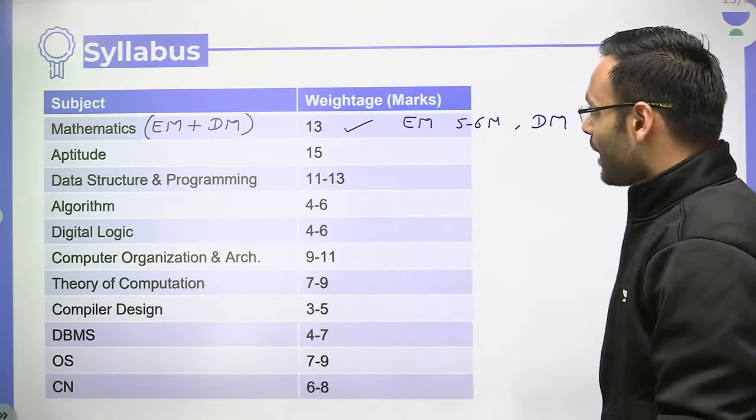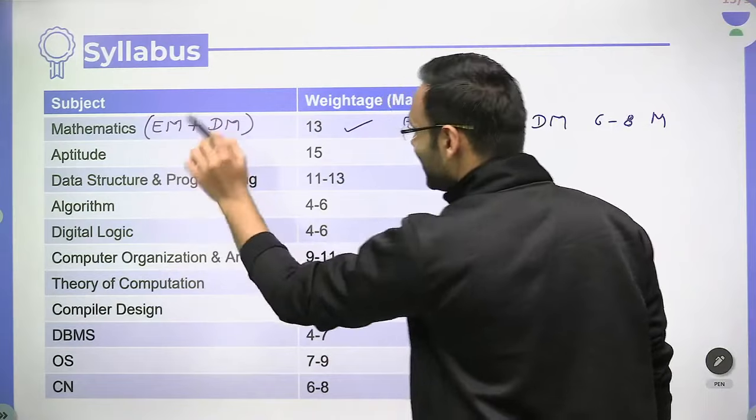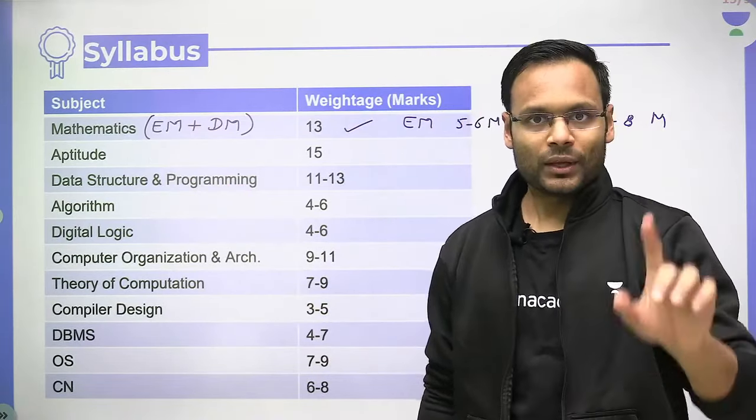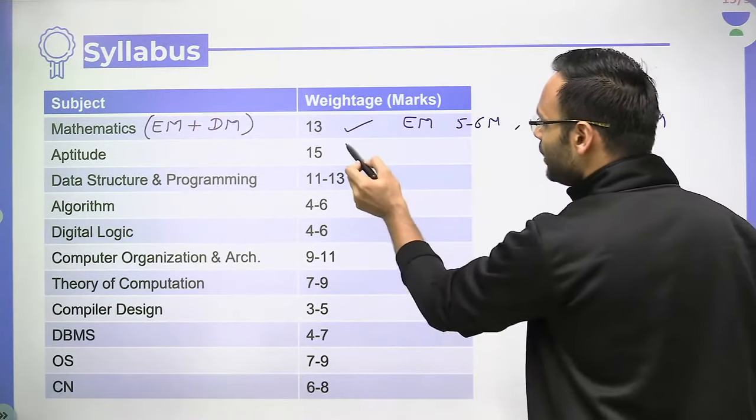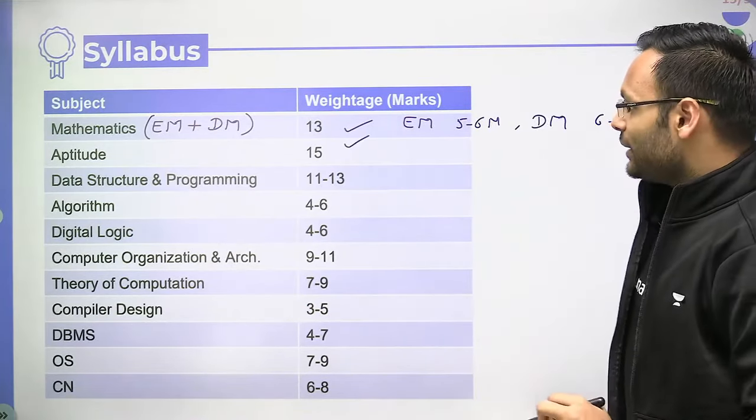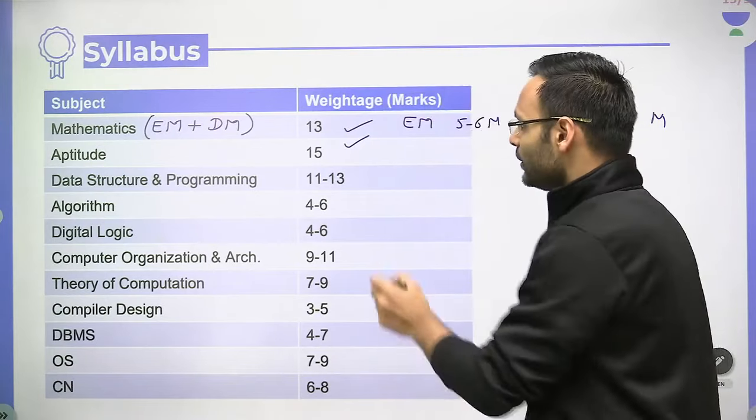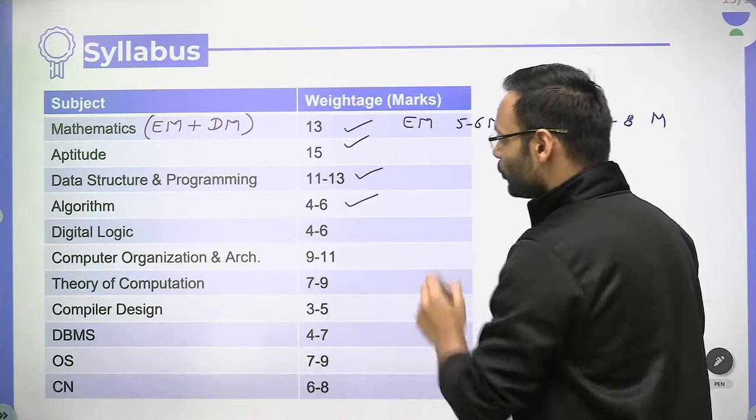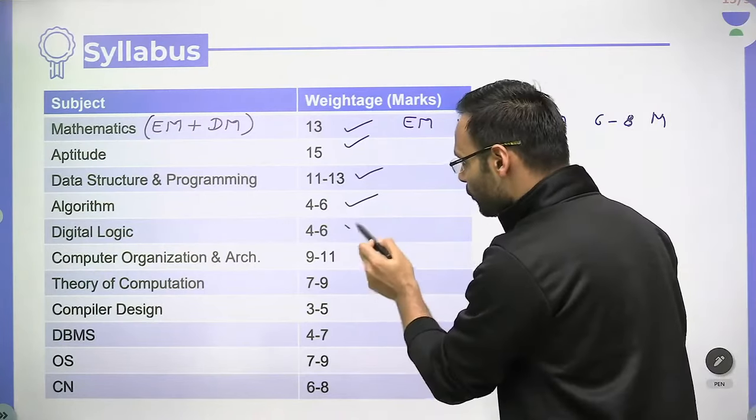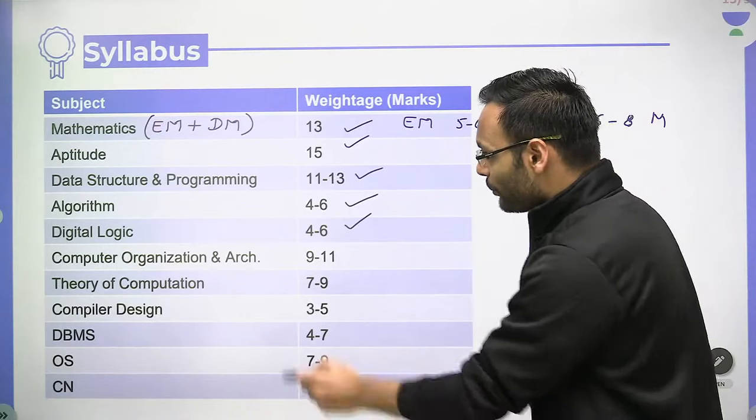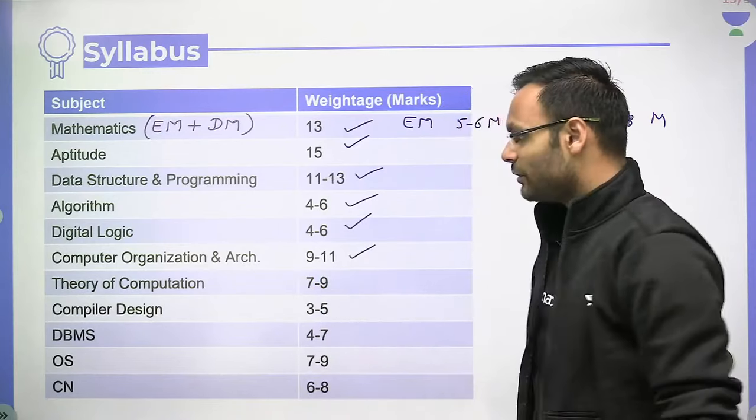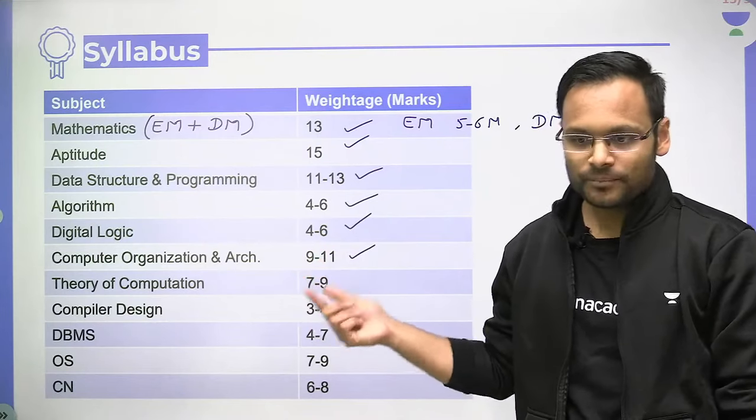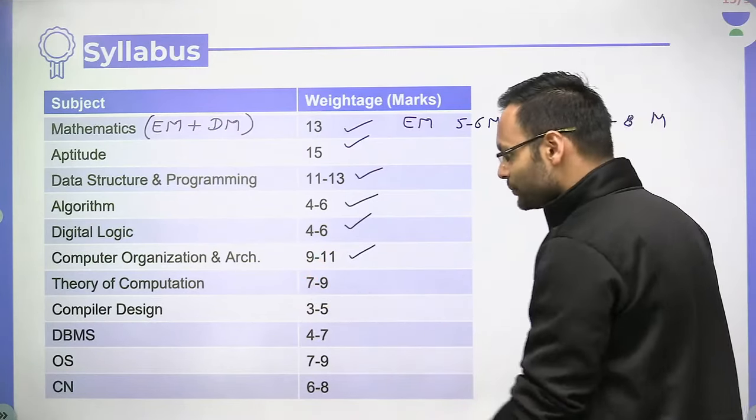Let's talk about general aptitude. In that you have quantitative aptitude plus verbal ability also. Both will give you 15 marks completely. Then you have data structure and programming, 11 to 13 marks including C programming. Then you have algorithm, 4 to 6 marks, digital logic, 4 to 6 marks. Then you have computer organization and architecture, 9 to 11 marks. Sometimes it is 8 also, sometimes it is 13, 14 also. Depends on how the paper is set that year.